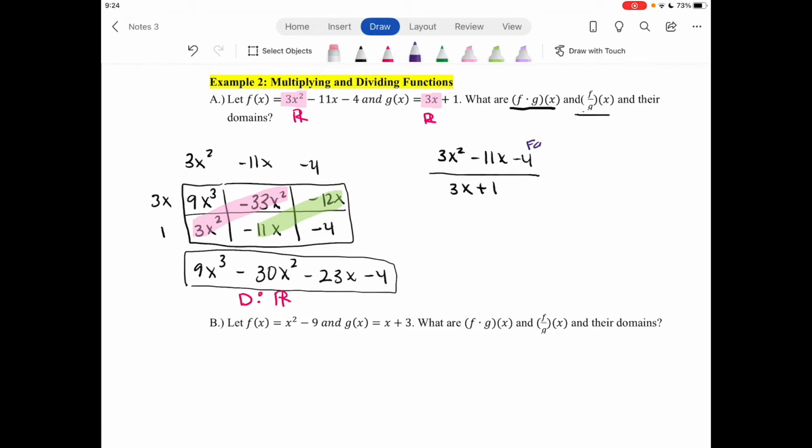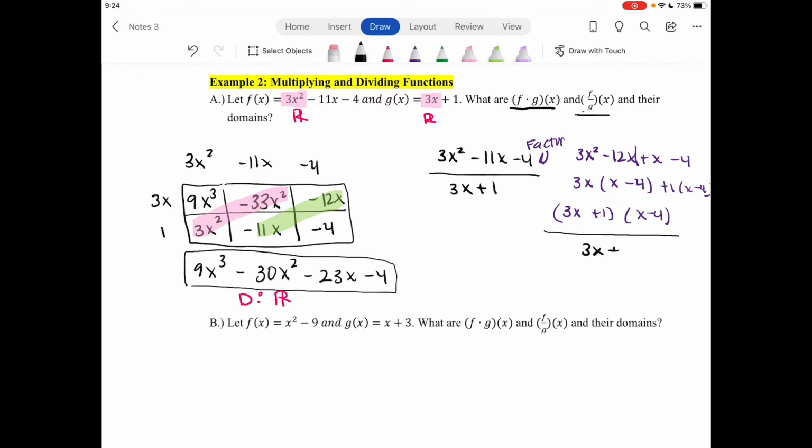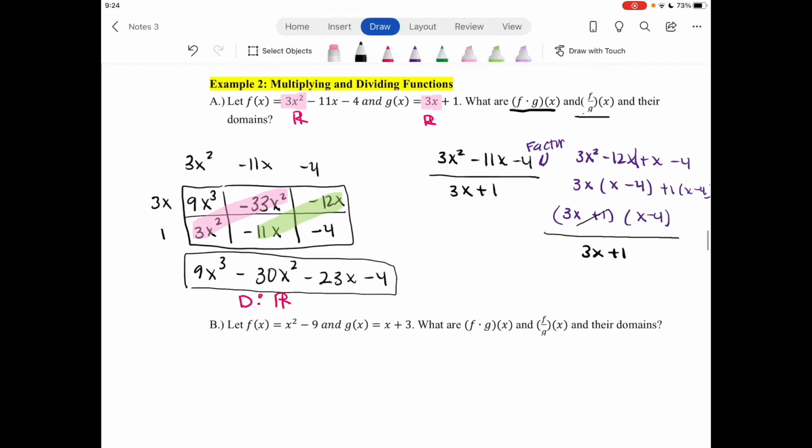Using that AC method, so we're going to want to factor just this top part right here, which would give us 3x squared minus 12x plus x minus 4, split down the middle, greatest common factor, which leaves us with x minus 4. And we're going to have 3x plus 1 times x minus 4, and that becomes our new numerator. But we're still dividing it by the denominator, which was 3x plus 1. We can cancel out the common binomial, 3x plus 1, which leaves us with a final answer of x minus 4.